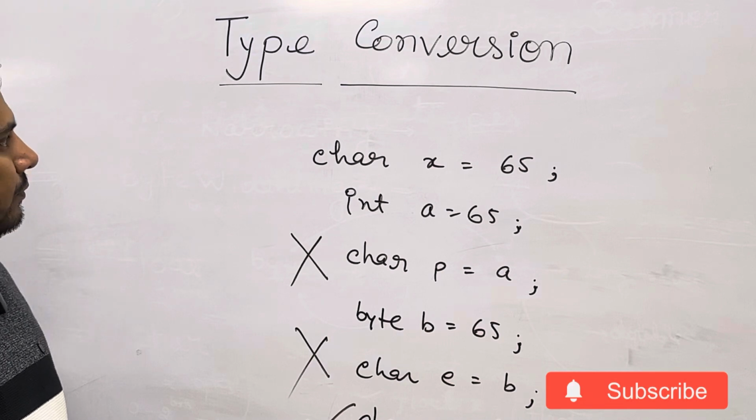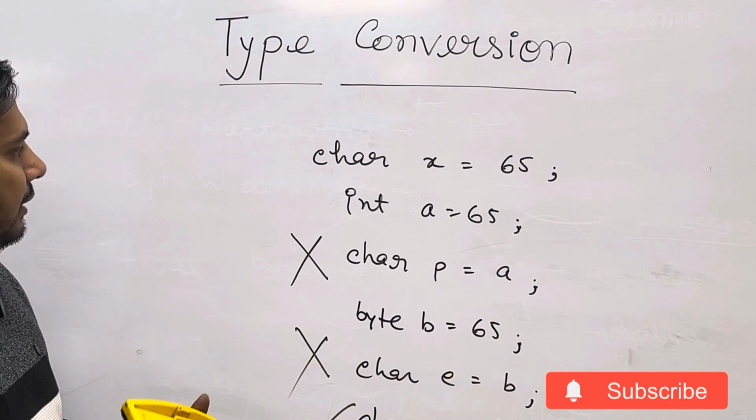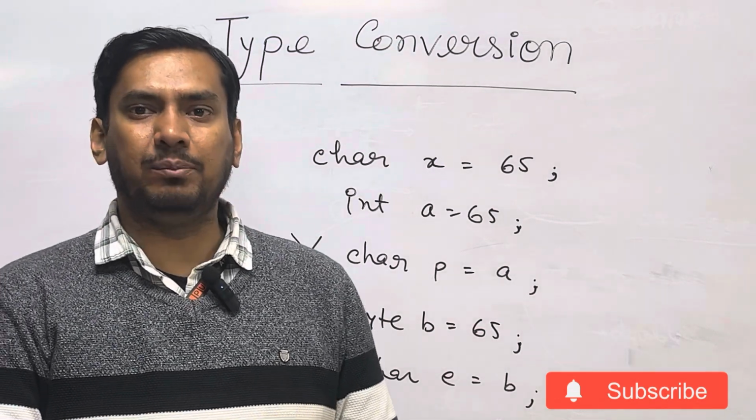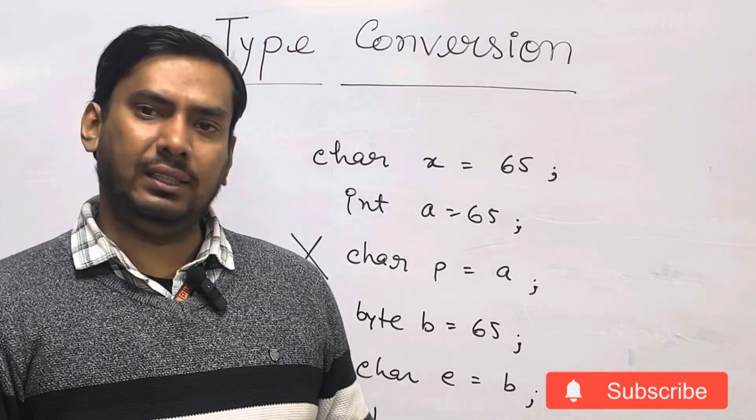So this is all about the type conversion of character with the compatibility with the integer types, right?